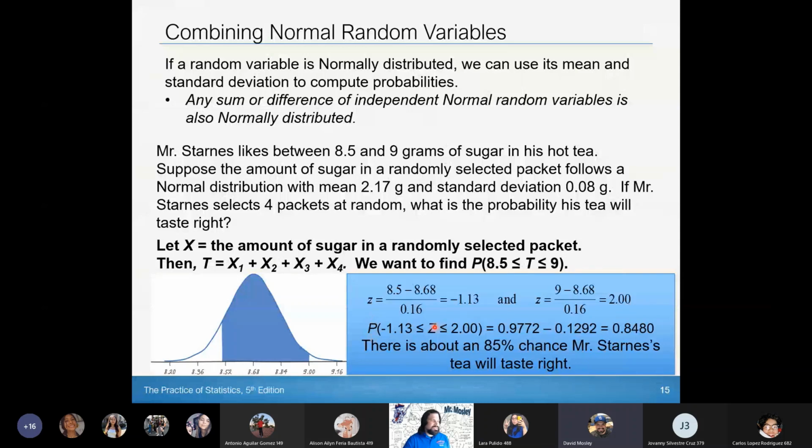So the probability that z is greater than or equal to negative 1.13 and less than or equal to 2 is equal to 0.9772, which is found on table A, where we have a z-score of 2, minus 0.1292, which again is found on table A, where the z-score is negative 1.13. And that gives us 0.8480. There's about an 85% chance that Mr. Starnes' tea will taste right.